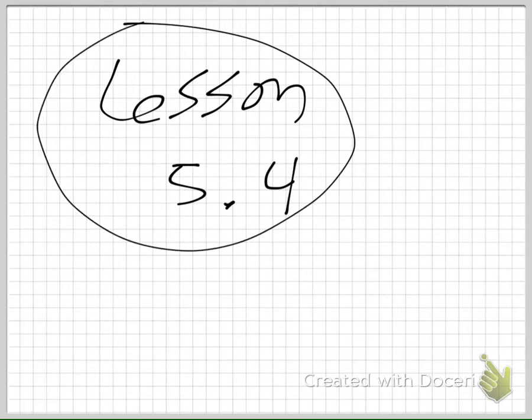All right, this is Algebra, lesson 5.4, solving compound inequalities. Okay, compound inequalities look like this.